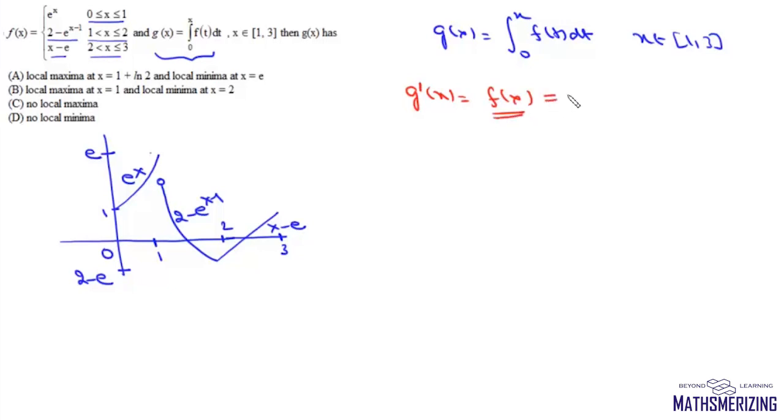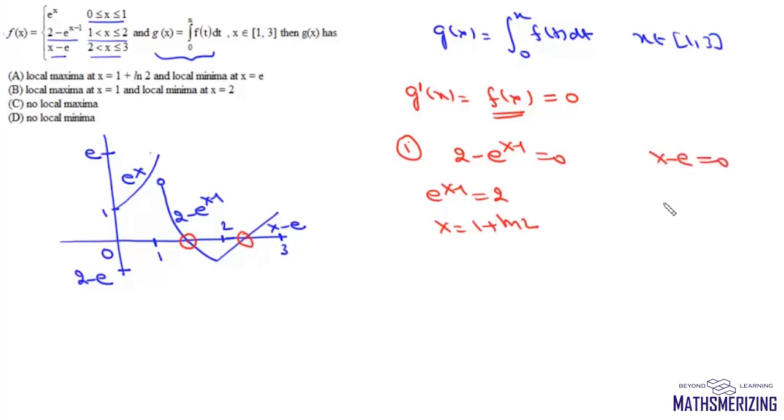So first we'll find those points at which f(x) is 0. So this f(x) is 0 at these 2 points. Now for this point we'll put 2 minus e to the power (x minus 1) equals 0. Then e to the power (x minus 1) equals 2. Then x is 1 plus log 2. And the second point is x minus e equals 0, that is when the value of x is e. So we have two critical points, x equals 1 plus log 2 and x equals e, at which we have g dash x as 0.